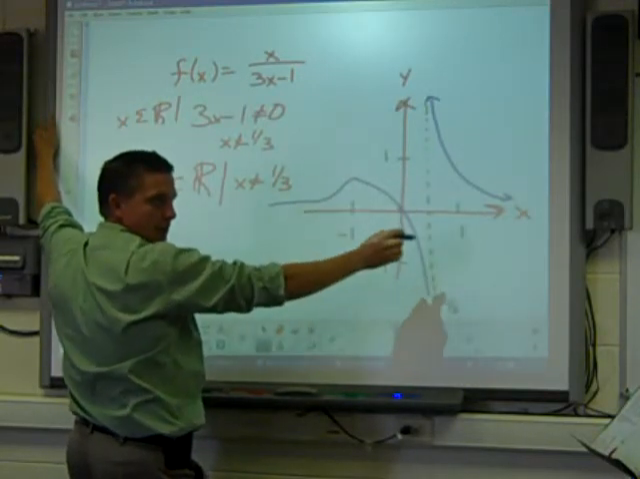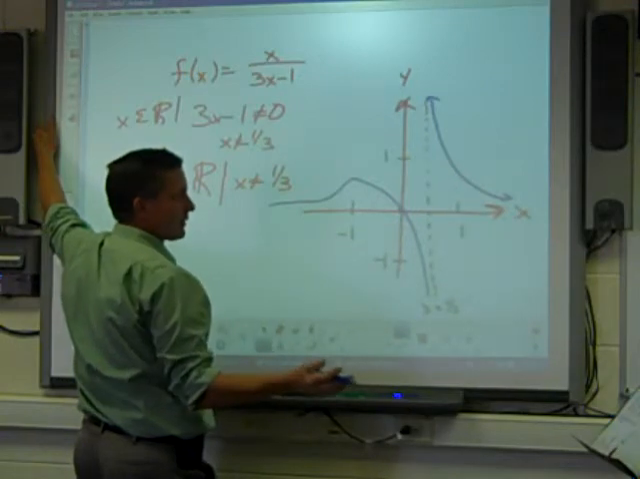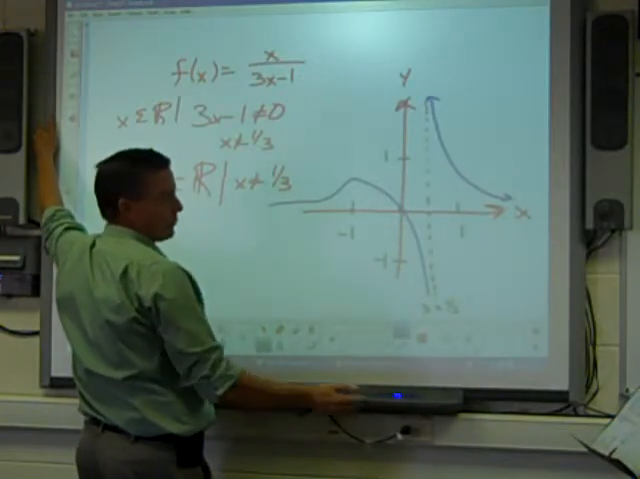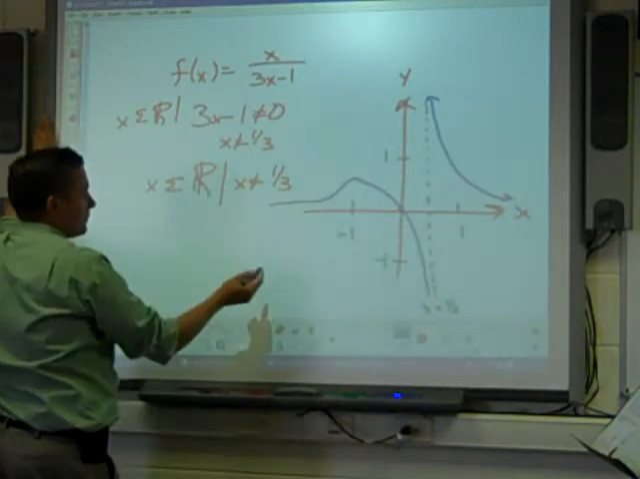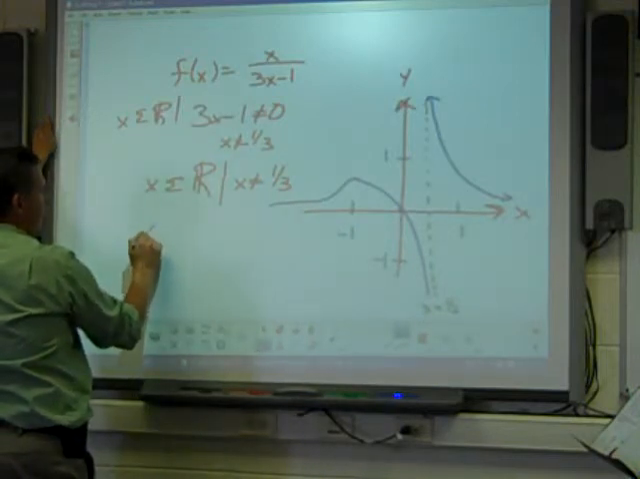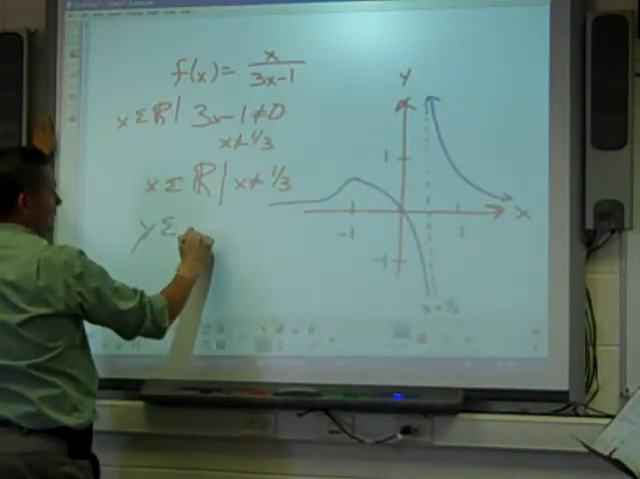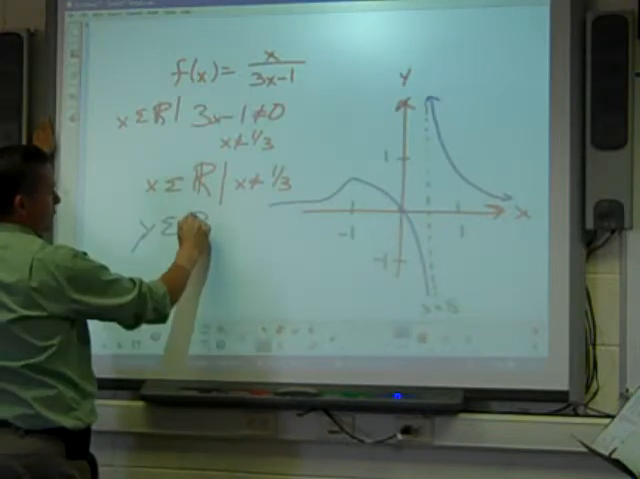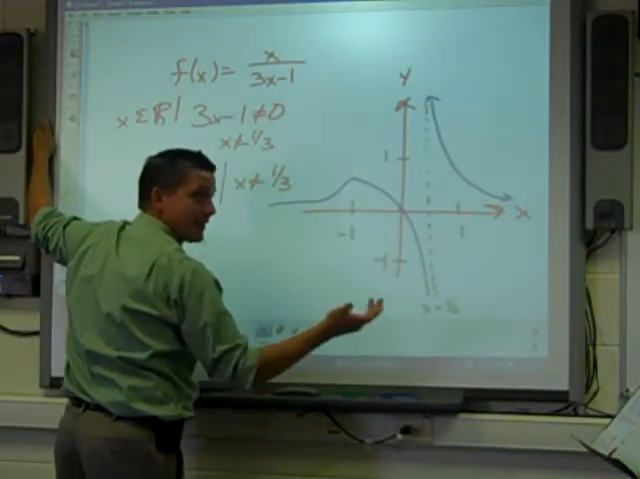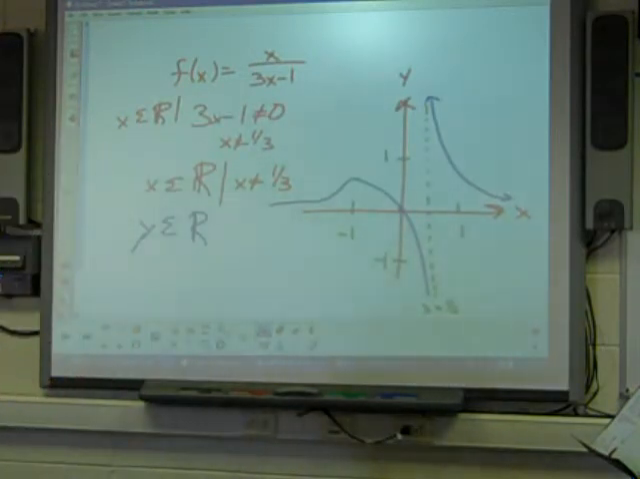And I don't know the shape of it here exactly, but I don't think I really care, because I think what I've proven here is that y is an element of all reals. And that's the answer. We've now found the range and domain of a simple rational function.